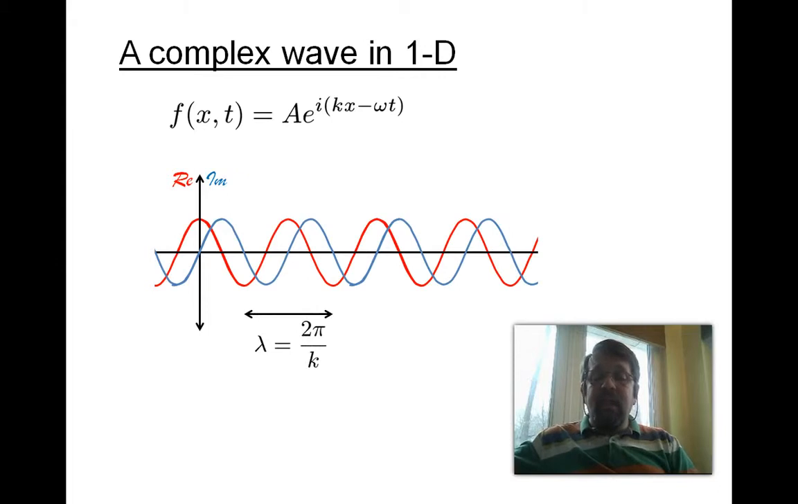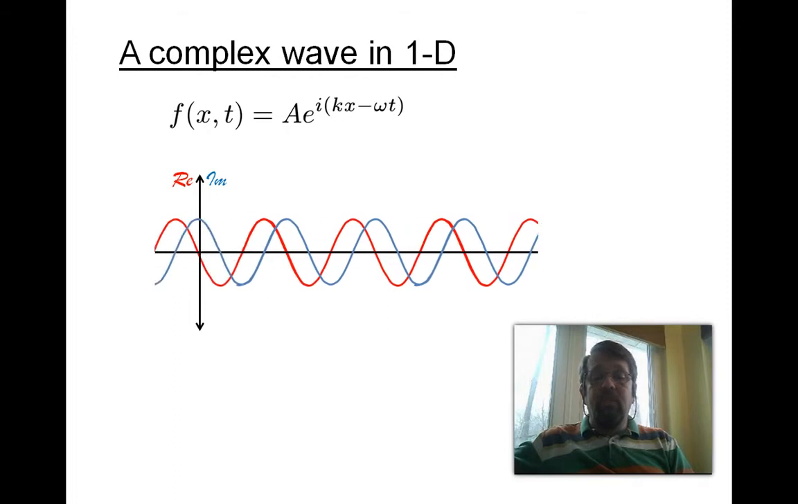And it has a wavelength equal to 2 pi over k. That's the distance between successive crests or troughs of the real part or the imaginary part. And then over time, this wave will propagate, will move with the phase velocity to the right, like so.